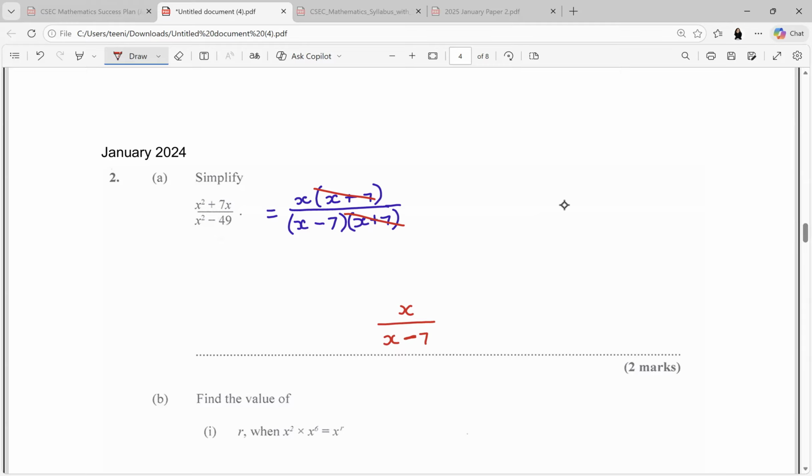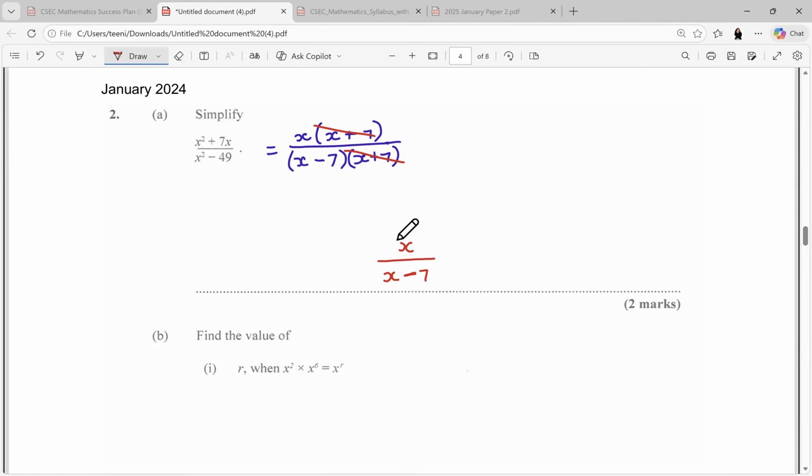You cannot cancel across addition or subtraction. You can only cancel across multiplication. So if it was x over 7x, then I could cancel the x's, because 7x means 7 times x. But if it's x over x minus 7, I cannot cancel across addition or subtraction.